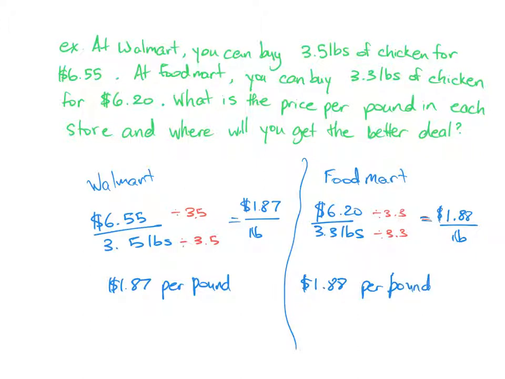So that's not a very big difference, but you will get the better deal at Food Mart, but only slightly. So if Food Mart is super far away and you're going to use up all your gas, then you might want to pick Walmart. But if they're both very close by and you're going to buy a lot of chicken, you're going to end up saving money at Food Mart. And that's it.